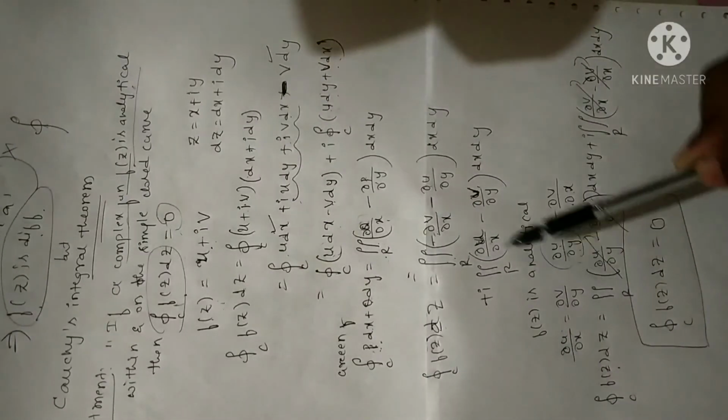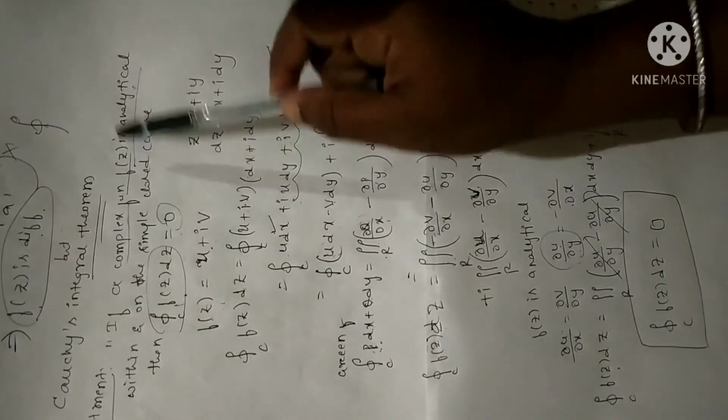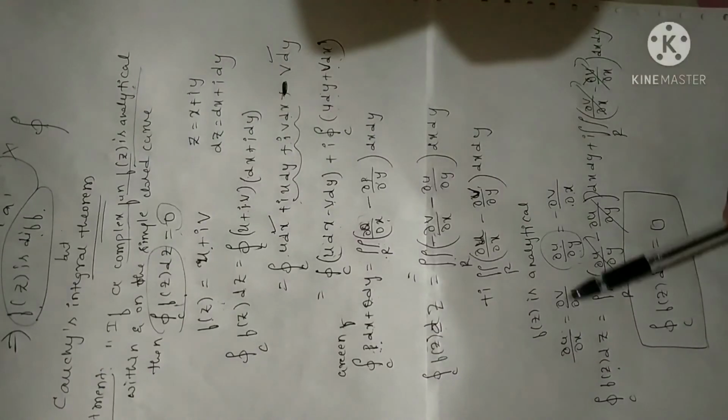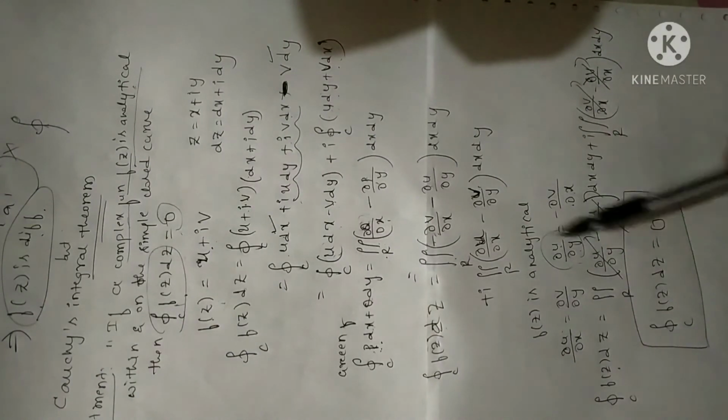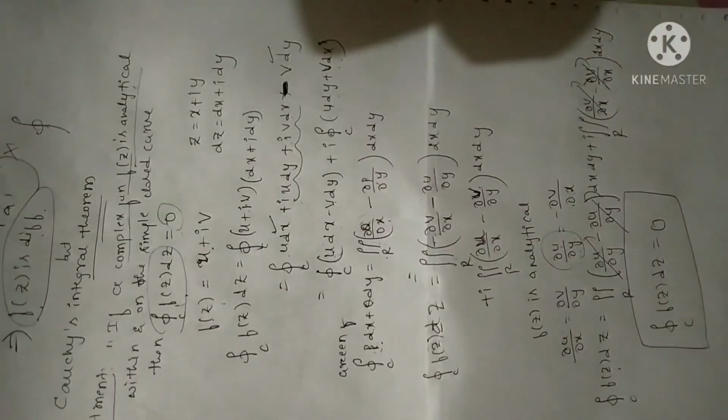Next I am applying, since f of z is analytical, remember Cauchy-Riemann equation will be applicable only when f of z is analytical function. So f of z is analytical, it is given in the theorem itself. So I have applied Cauchy-Riemann equation so that the terms will be cancelling on both the sides, so that RHS value will become 0, hence the proof. Hope it is clear. So in the next session, let me continue with the consequences of Cauchy's integral theorem.